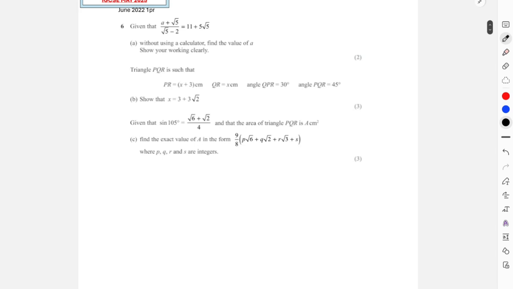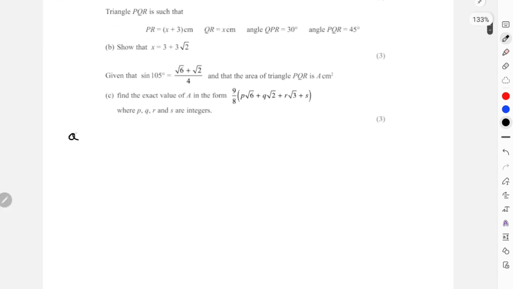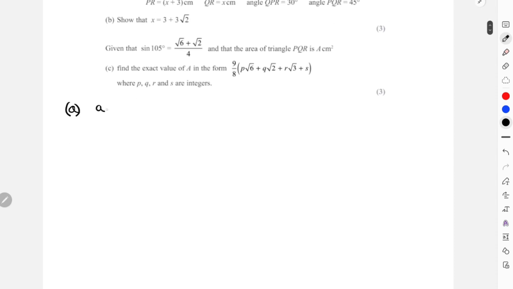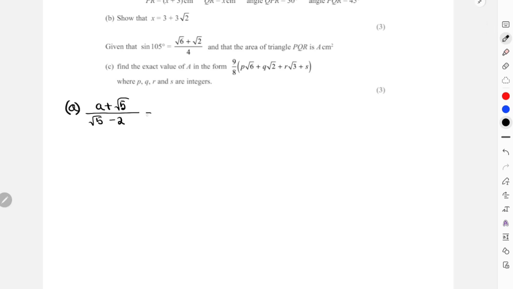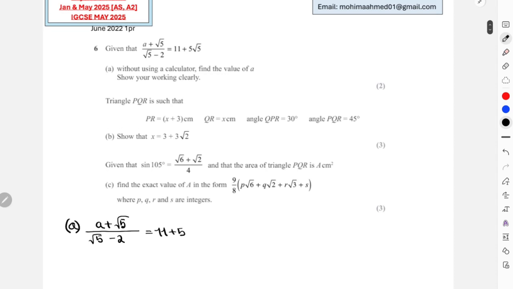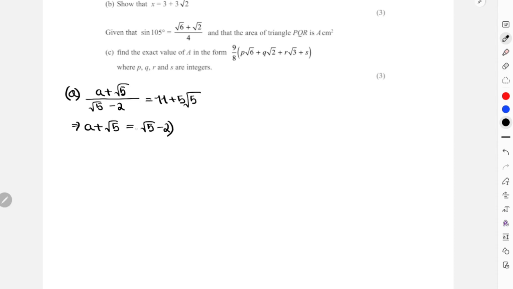We'll move on to the next question, June 22 1 PR question 6. Similarly, given that this can be written in the format of 11 plus 5 root 5, obviously we can understand, we just have to use similarity, and then simplify these equations and get the value. So for part A, we can easily calculate that. The equation was a plus root 5 divided by root 5 minus 2, equal to 11 plus 5 root 5, which is going to be a plus root 5, then root 5 minus 2, 11 plus 5 root 5.